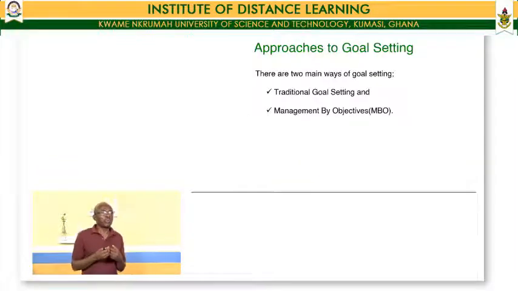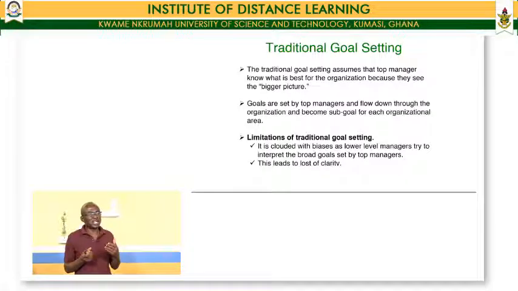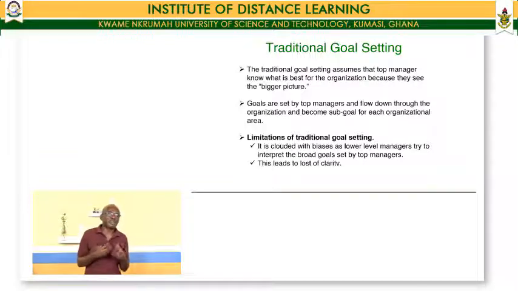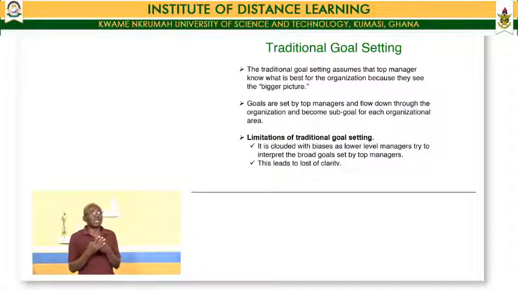So there are two main ways of setting goals. We have the traditional goal setting and then management by objectives. In the traditional goal setting, the goal is set by top management because they know, in quote and unquote, what is best for the organization. They look at the bigger picture of the organization, what we call the strategic goal.